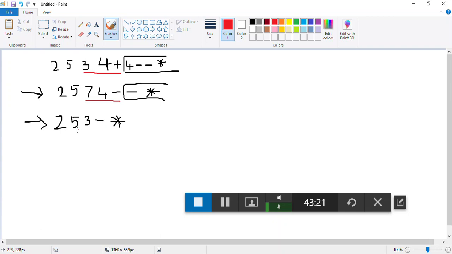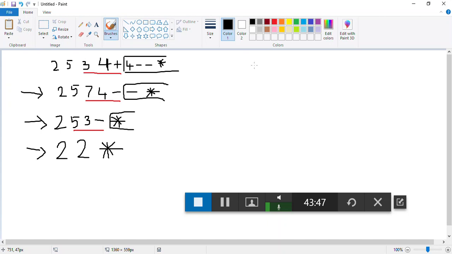Now minus will be applied to 5 and 3, that is previous 2. Okay, so now 5 minus 3 will be what? 2. So 2 and 2. What remains? Star is remained.